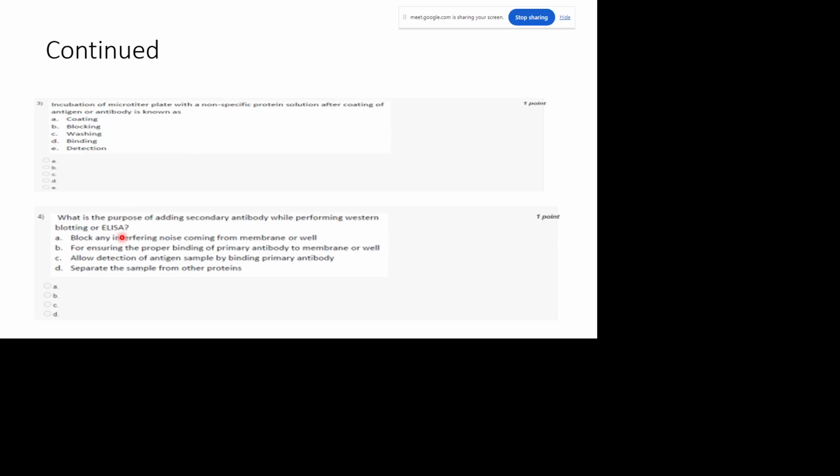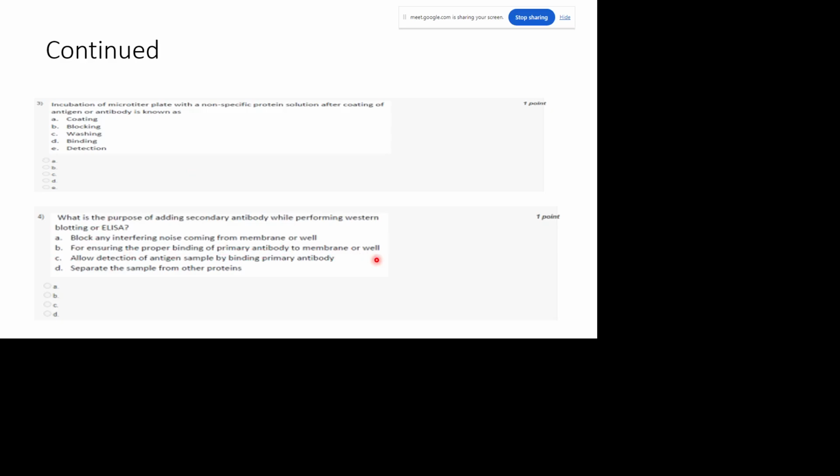Now next is, what is the purpose of adding secondary antibody while performing Western blotting or ELISA? In both Western or ELISA we add the secondary antibody, but they are asking for why. Option A, block any interfering noise coming from membrane or well. No, we are not blocking any well. We are not blocking any noise. That we do in a different way, right? We use BSA for blocking any empty space in the well, so that you will not get any non-specific signal.